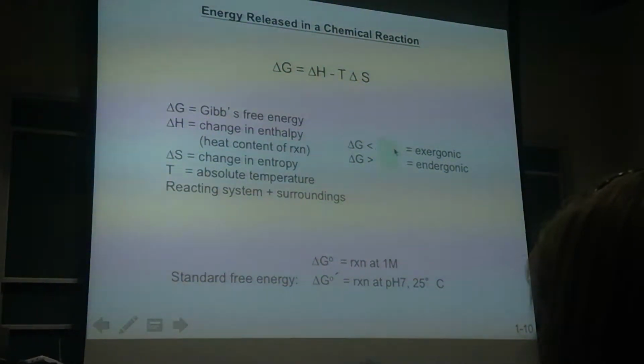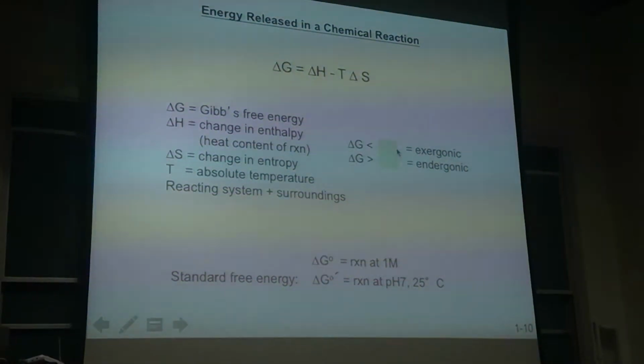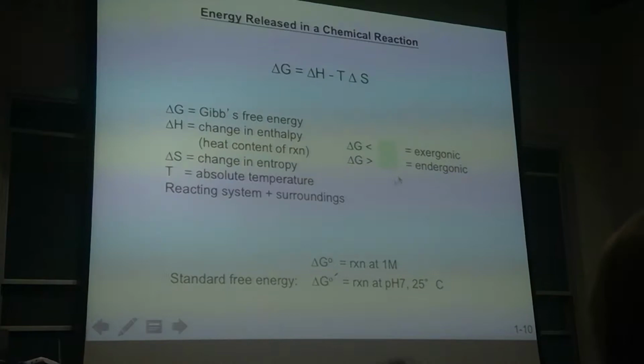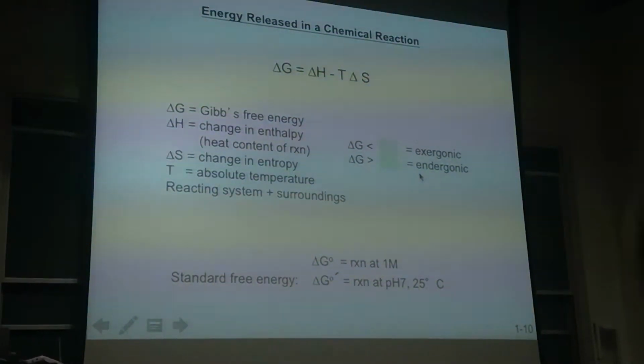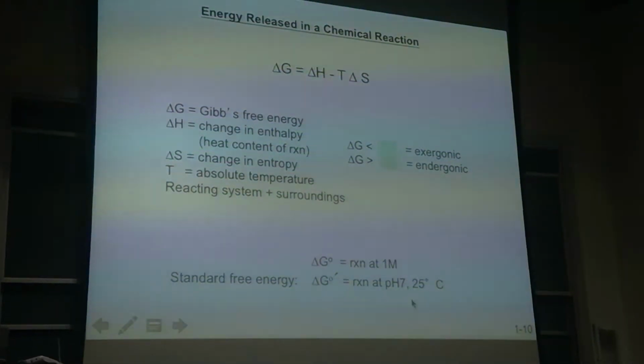When delta G is negative, it's exergonic, and that means that reaction is going to occur. When delta G is positive, it's endergonic and the reaction should not occur spontaneously. We're going to be going through all of this and you're going to get lots of examples, but the standard free energy is delta G0, and that's the reaction at 1 molar, and this was defined by chemists. But we're biologists for this class, this is biochemistry, so we want to talk about this as relevant to biological systems.